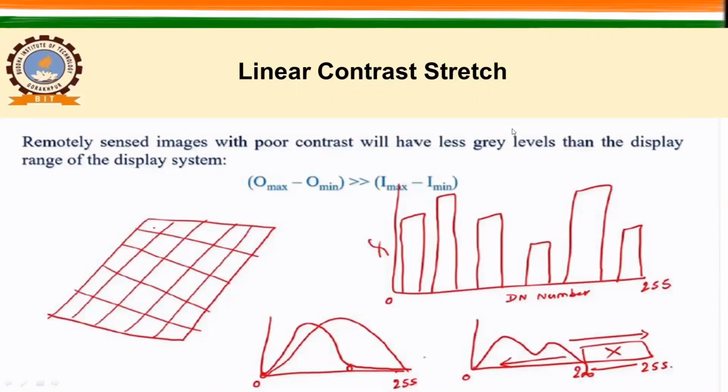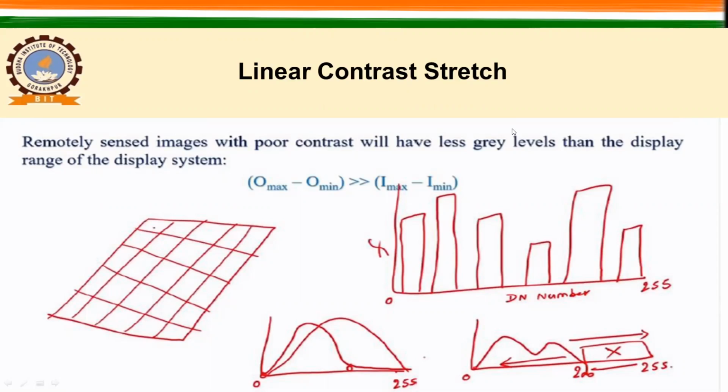In this slide, we'll see the concept of linear contrast stretch. In linear contrast stretching, basically it says remotely sensed images with poor contrast will have fewer gray levels than the display range of the display system. When you have an image, which is a matrix whose elements are digital numbers, we can easily generate a histogram for this matrix. Here this will be the DN number and this is the frequency. There may be certain unique numbers, and this is the histogram distribution, right?